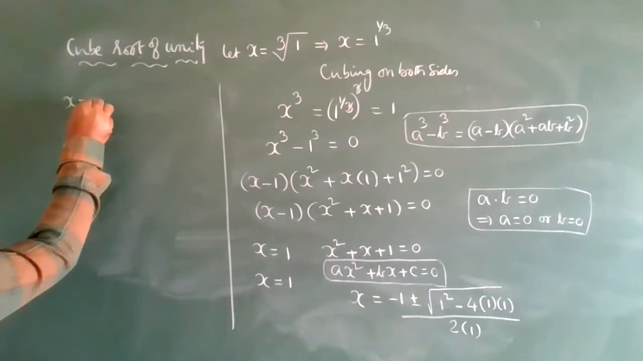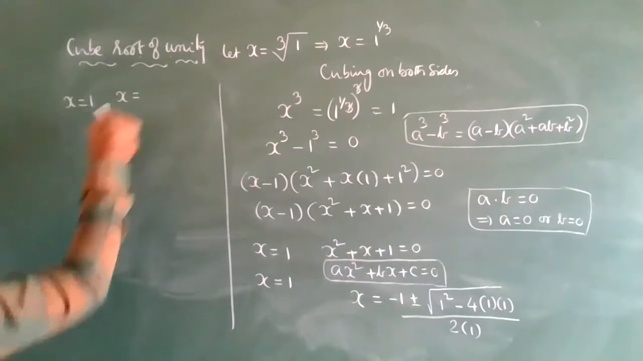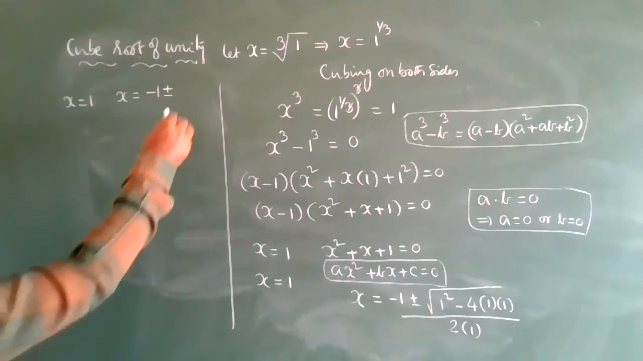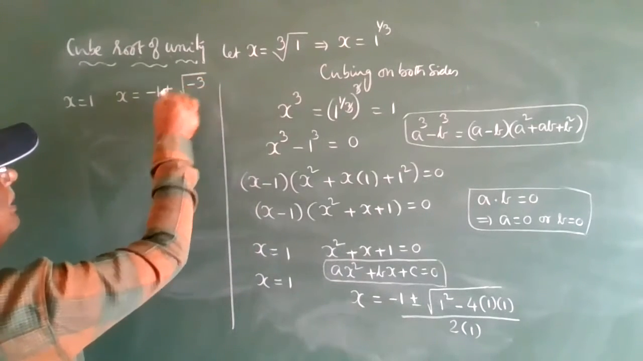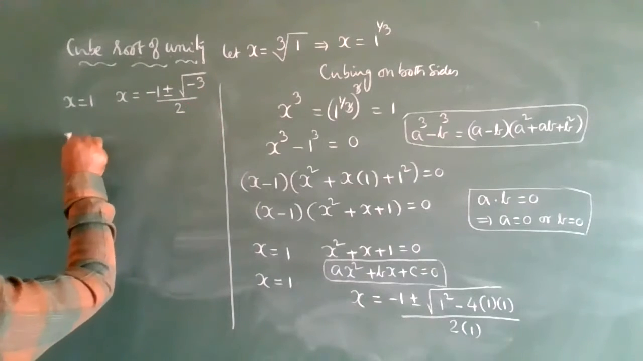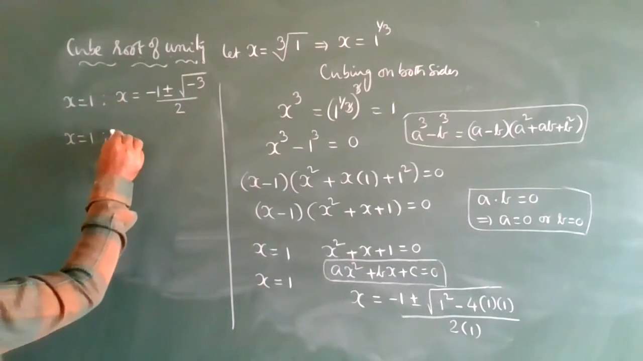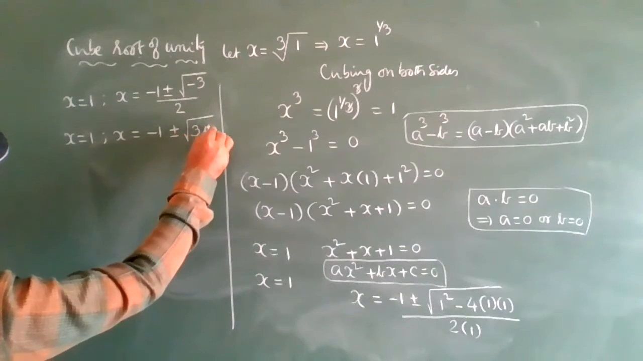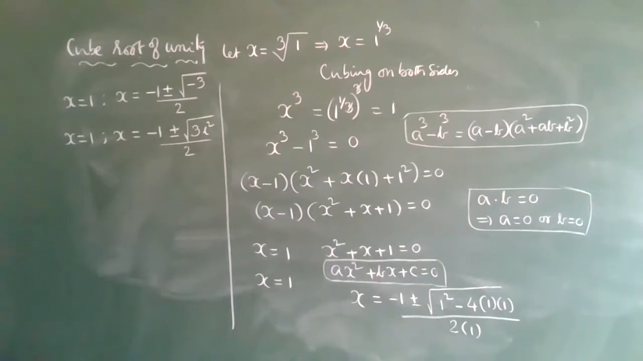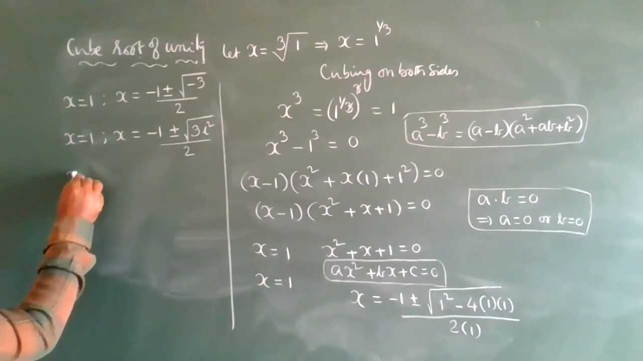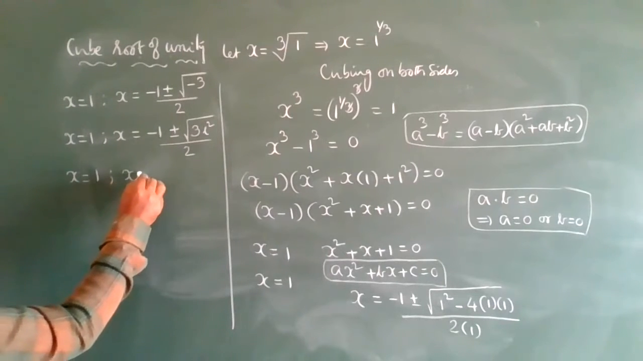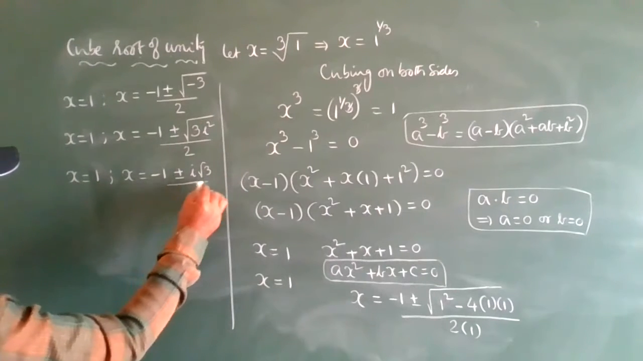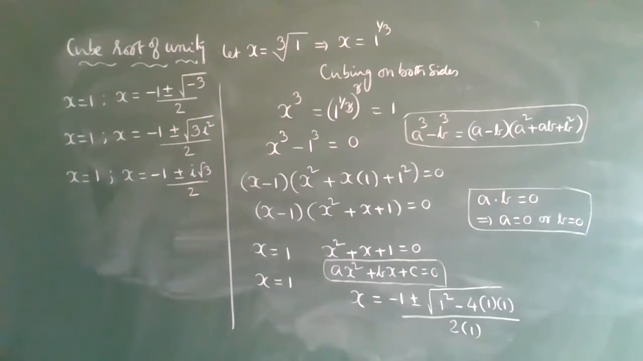Right, now I will simplify here. x is equal to minus 1 plus or minus root over minus 3 by 2. x is equal to 1 is the one real root. x is equal to minus 1 plus or minus root over 3i square by 2, which is minus 1 plus or minus i root 3 by 2.